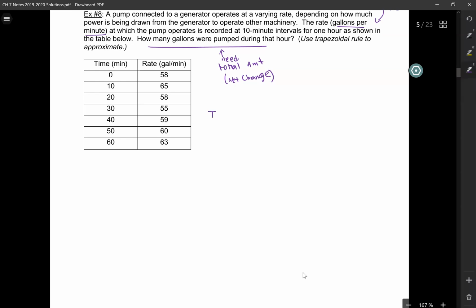So T is going to be 1/2, right? And then these are the heights, right? And you see they're equal intervals. So it's going to be 10/2 times 58 plus 2 times 65, 58, 55, 59, 60, plus 63, and that is a total of 3,575 gallons.